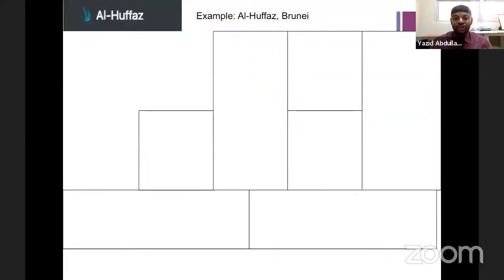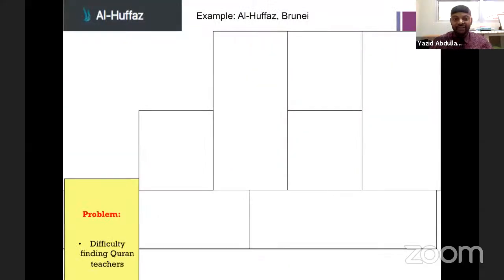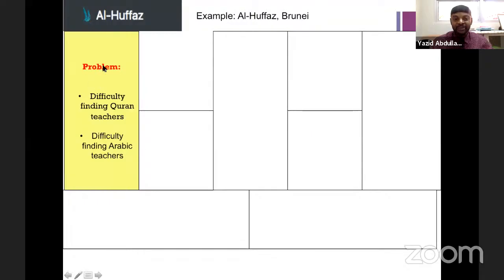So now all you do is you go back to the business model canvas. So you write on the problem. For Al-Huffaz, the main problem is what? Difficulty finding Quran teachers and difficulty finding Arabic teachers. What solution did they find? They have a website for booking Quran teachers and booking Arabic teachers. Okay, so that's the problem and the solution.